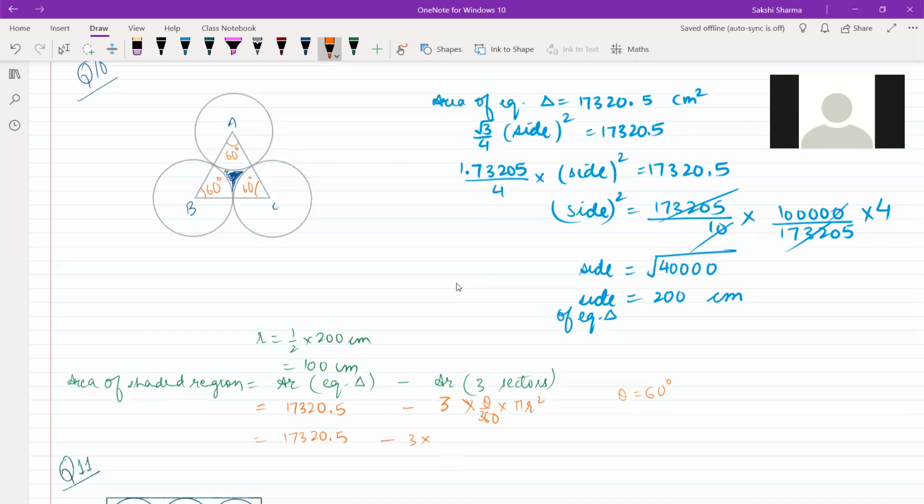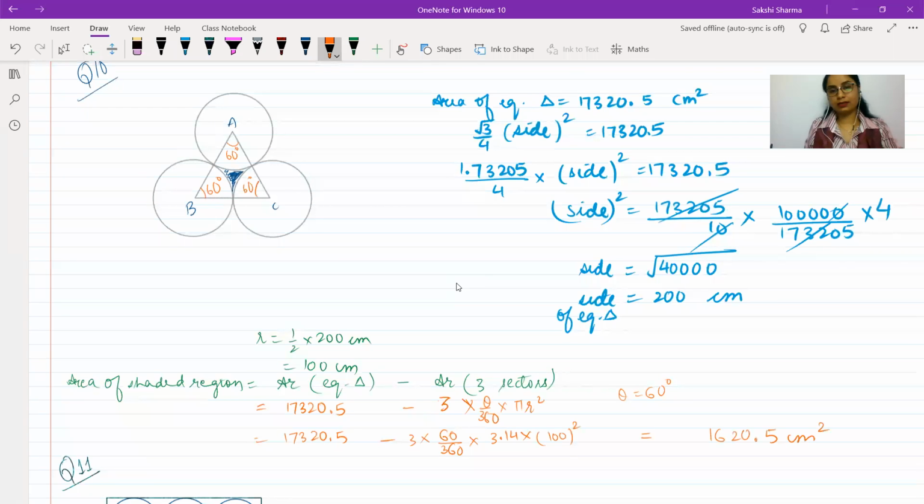One 15700 centimeter square, area of 3 sectors. After subtracting, it comes as 1620.5 centimeter square. Okay, this is the final answer.